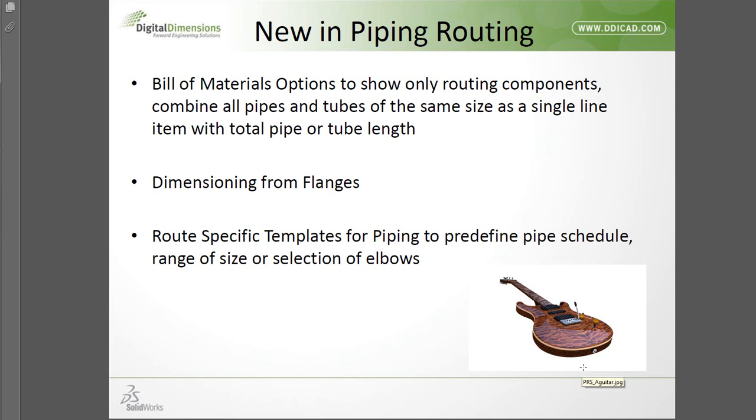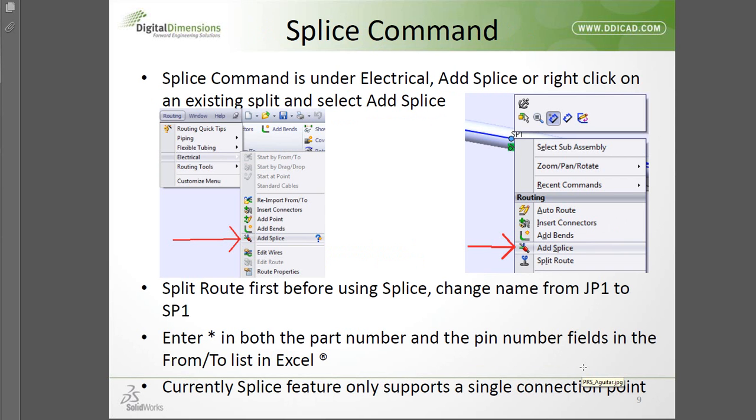So now that we've gone through what's new for piping in 2012, now let's go to what's new in routing on the electrical side. So what they added for the electrical side of routing is a new command called the Splice command. Now the Splice command, there's two ways to get to it. You can go to the menus and go to routing, electrical, and you'll find the add splice command here. Or you can just right click on an existing split and add a splice. You want to do the split first before you use the splice, and then we recommend you change it from a junction point to a split point.